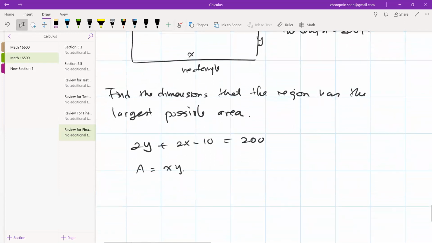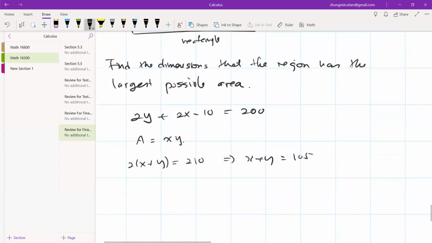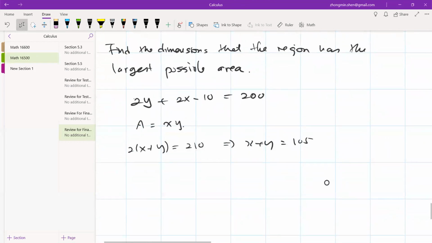That's it. So from the first equation, 2x plus 2y minus 10 equals 200, so 2x plus 2y is 210. So x plus y equals 105. Right? Then you can write down the area function in terms of x.